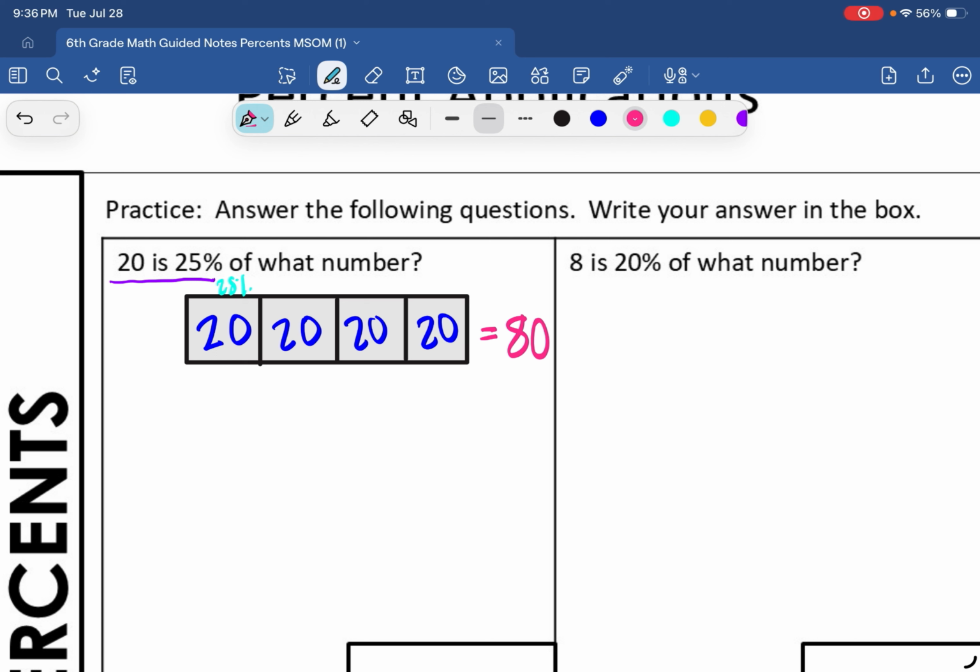Solving this using equivalent ratios, my percent is 25 out of 100.